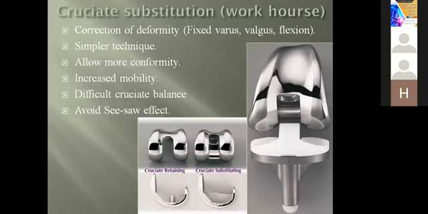Cruciate substituting, it is our workhorse. This is the design that we are doing every day. It allows correction of severe deformity, whether fixed varus or valgus or flexion. It's a simpler technique, allows more conformity, increased mobility. It is indicated in different posterior cruciate balancing and avoids the seesaw effect seen in the posterior cruciate retaining designs. There are 2 types of substituting the PCL mechanism, whether the cam and post theory or the increased dishing theory.